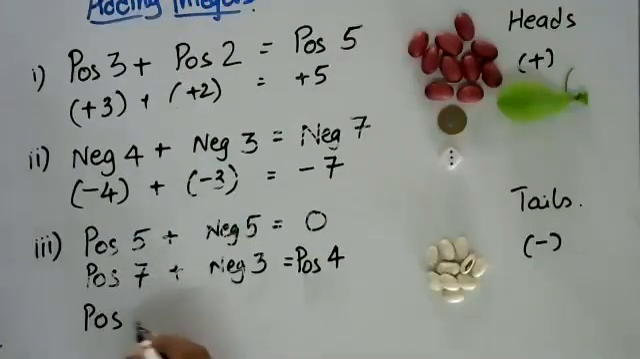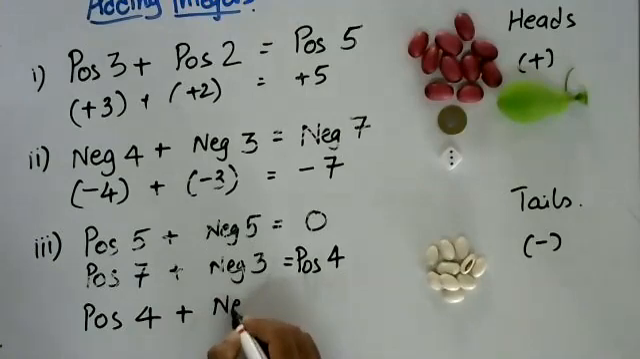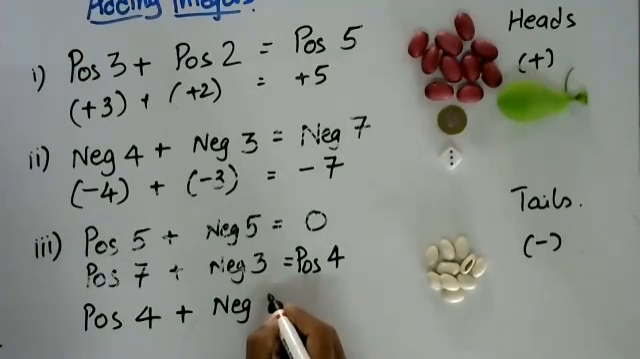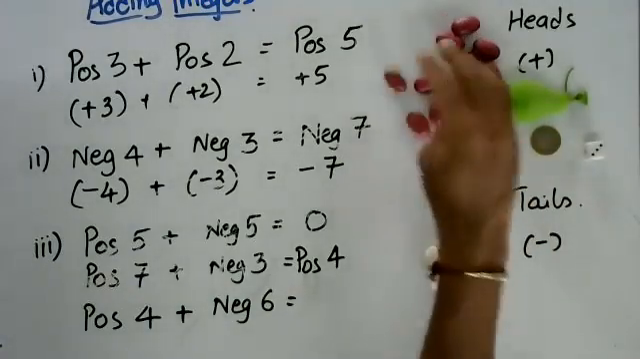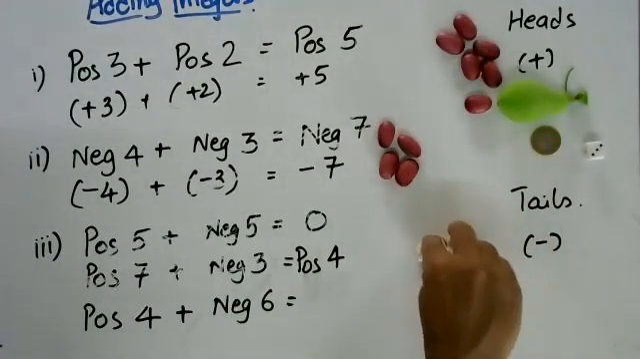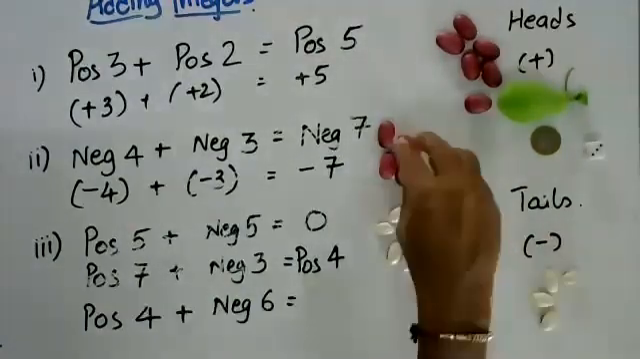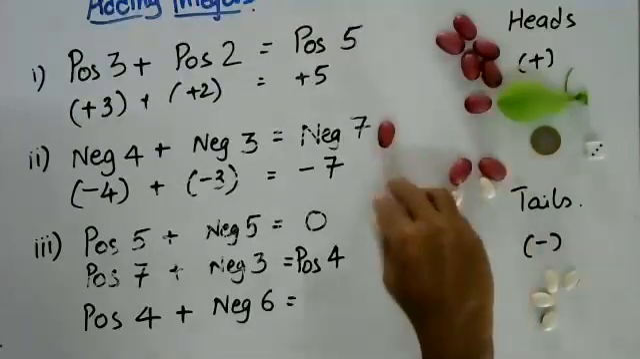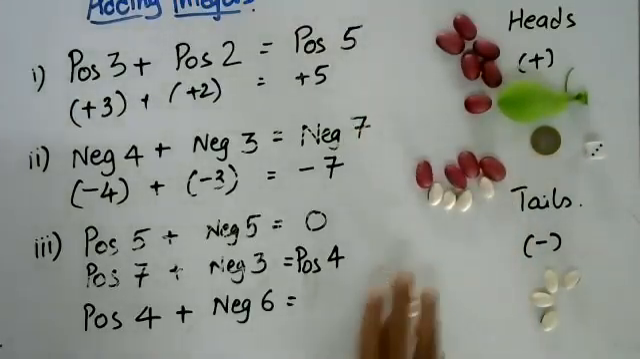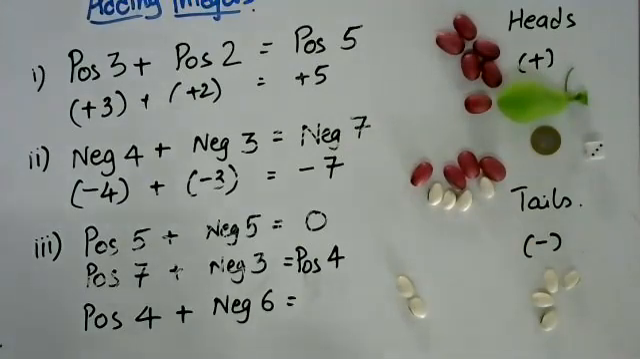So let us work out. Let us say the positive is 4. You add that to negative 6. So next, negative 2. How do you visualize it? You take positive 4 and you take negative 6. Pair them out, plus, minus. What do you have left? 1, 2, minus 2. So you have negative 2.